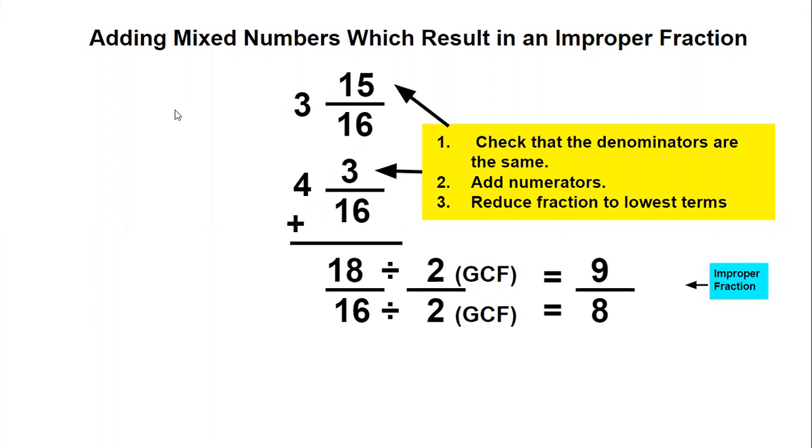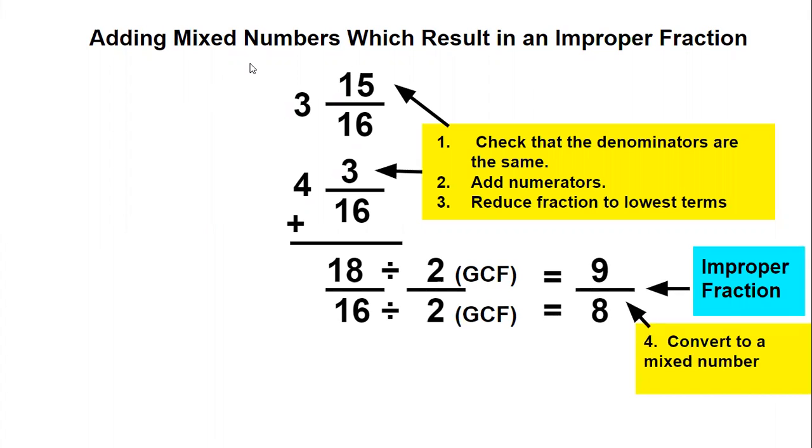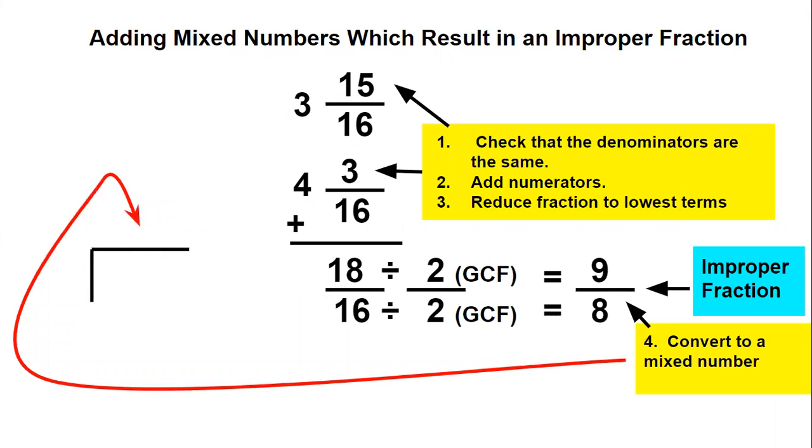9/8 is an improper fraction. So we have to change it into a mixed number. There is our house. Put the 9 on the inside. Put the 8 on the outside. Don't get that mixed up. Always keep that straight. How many 8s go into 9? 1. Multiply 8 times 1 is 8. Subtract 9 minus 8 is 1.